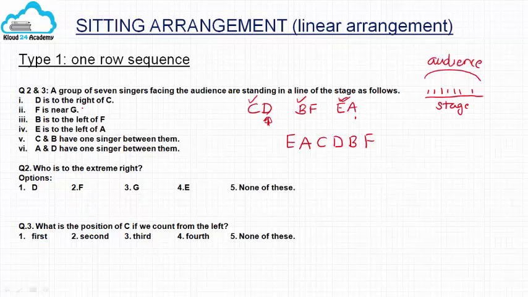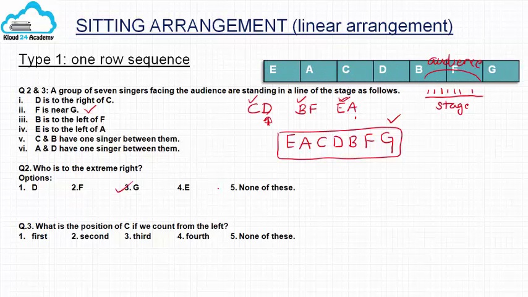In second point they said F is near G, so F is near G. So we solved it very quickly, very easy. Let's look at the questions. First is who is to the extreme right? So G is to the extreme right, which is the answer. What is the position of C if we count from the left? So if we count from the left, 1, 2 and 3. So third position is of C if we count from left. Let's move to the next question.